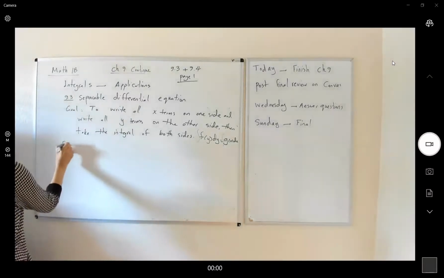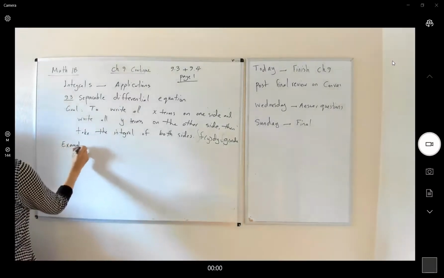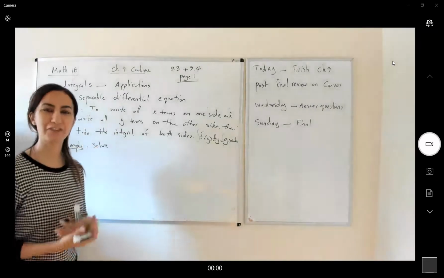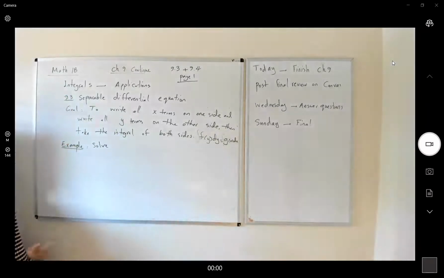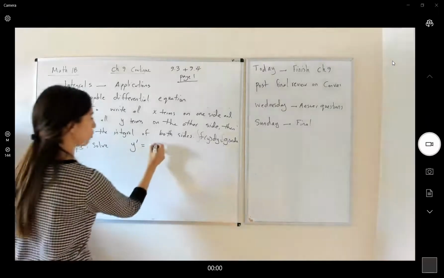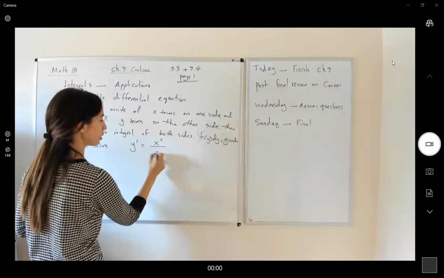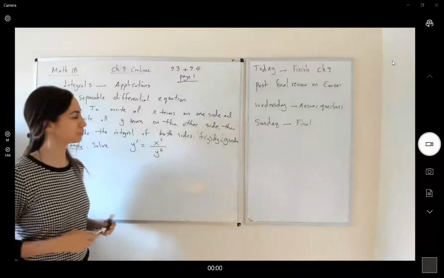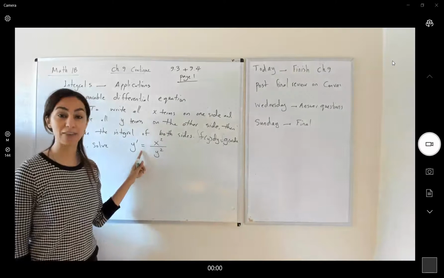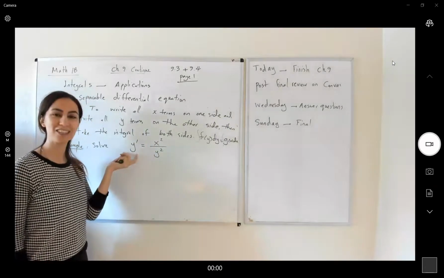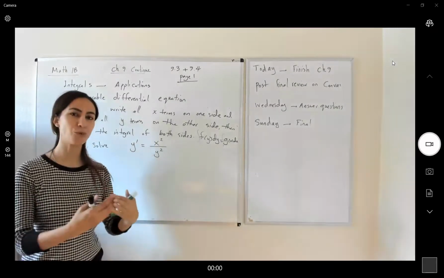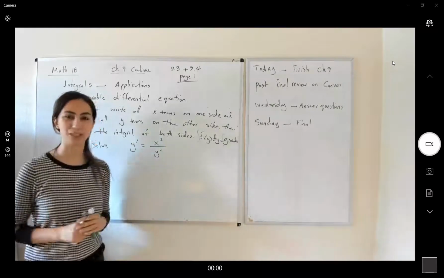Example: solve the following differential equation. Here you have y prime equals x squared divided by y squared. First of all, because of equality, you have an equation. On one side, you have the derivative of the function. On the other side, you have x squared divided by y squared.